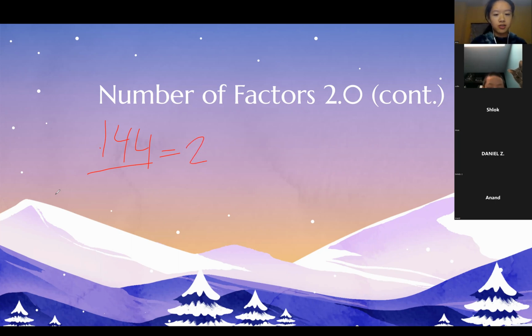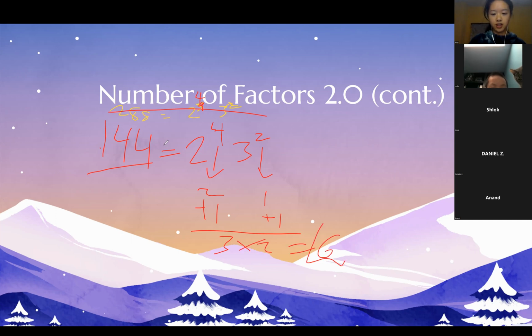144 is 2 to the 4th times 3 squared. The previous problem was 288, which is 2 to the 5th times 3 squared. The only difference between them is that extra 2. But in the previous problem, because the 5 was odd, we turned it into a 4, because it has to be even to be a perfect square. After that point, these two problems are basically identical. So 144 is 2 to the 4th times 3 squared. Divide the exponents by 2 to get 2 and 1. Add 1 to each one to get 3 and 2, and then multiply them together to get 6 again.